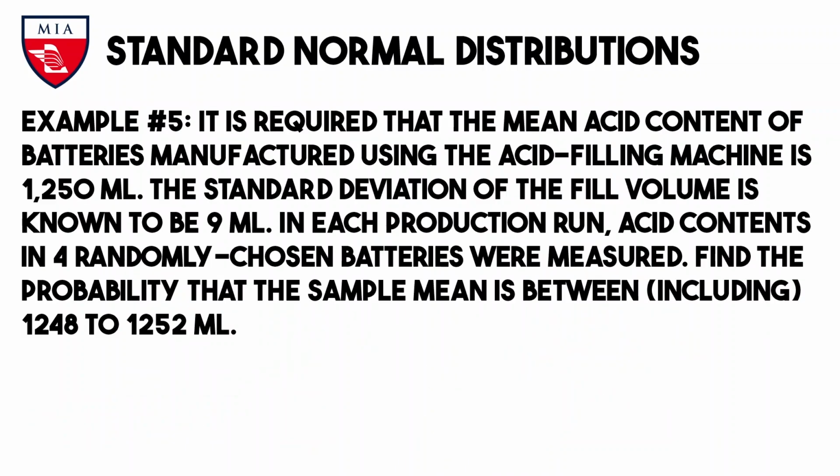Example number 5. It is required that the mean acid content of batteries manufactured using the acid filling machine is 1250 ml. The standard deviation of the fill volume is known to be 9 ml. In each production run, acid contents in 4 randomly chosen batteries were measured. Find the probability that the sample mean is between 1248 to 1252 ml.